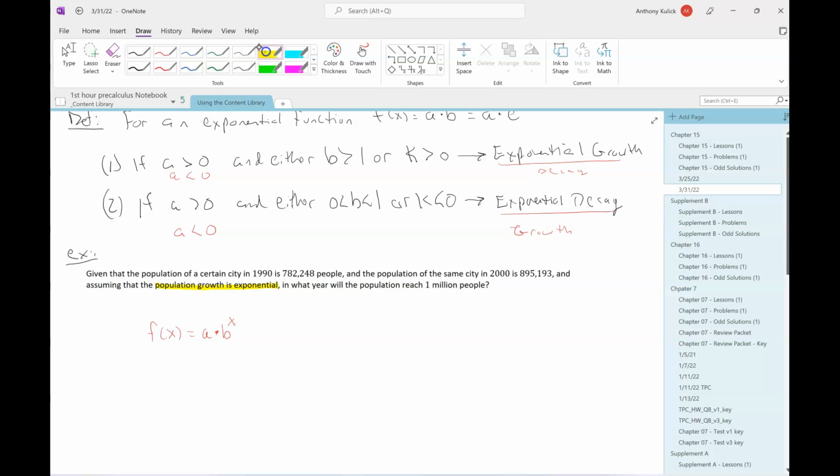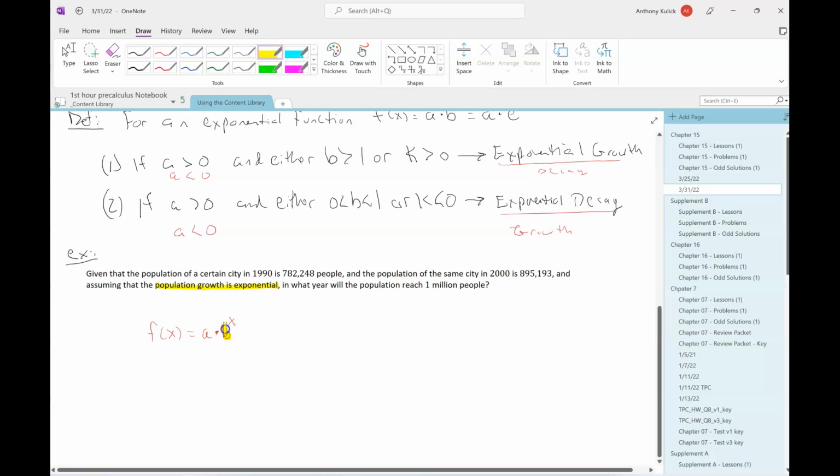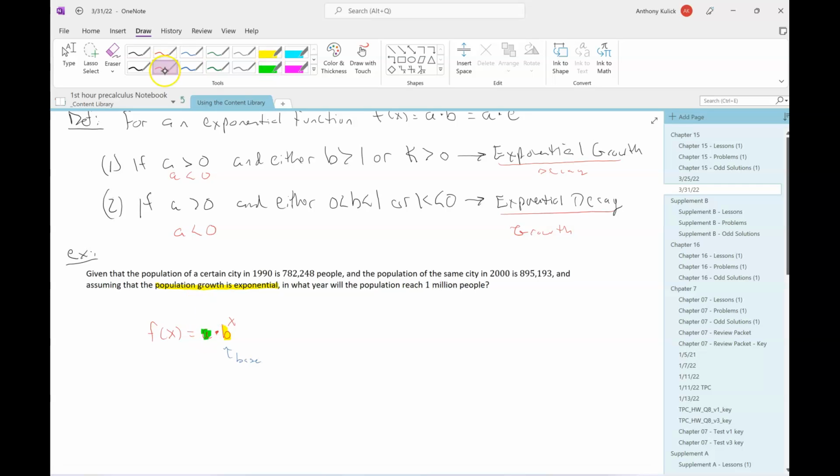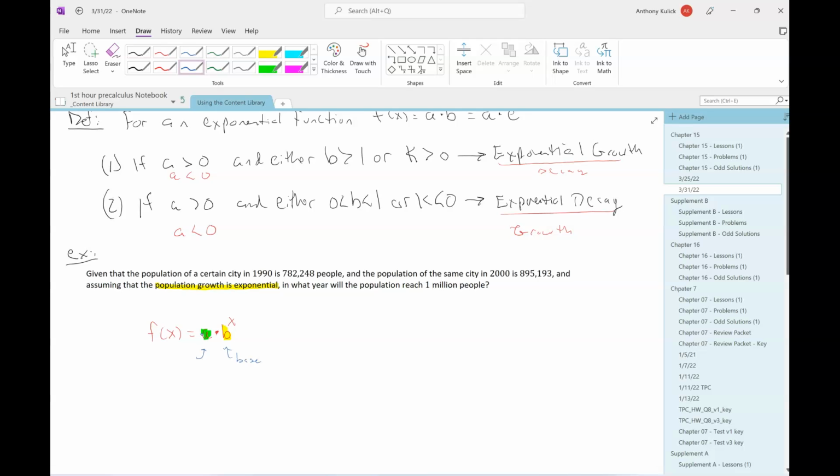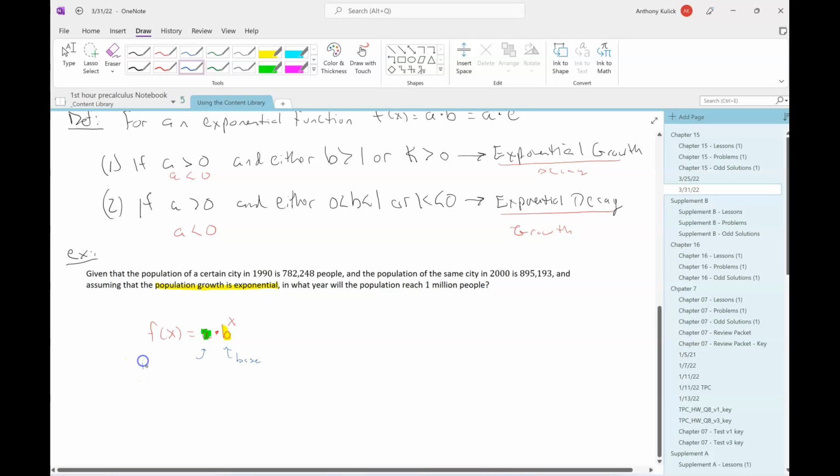So we mentioned earlier that B we called the base of the exponential. Do you guys remember from last time what we called A? We called A the initial value. Good.